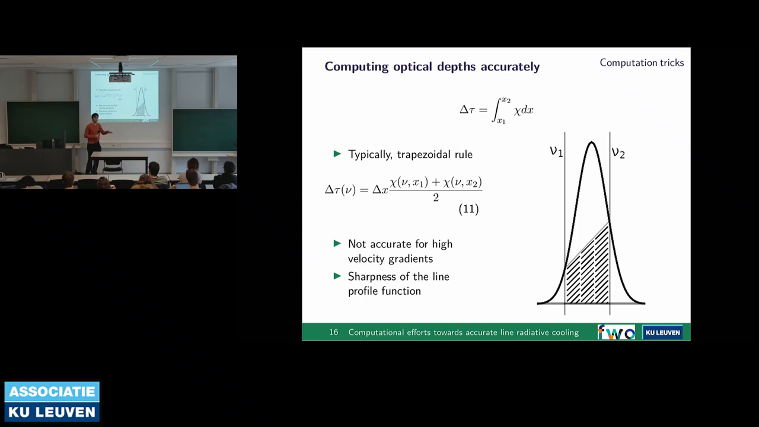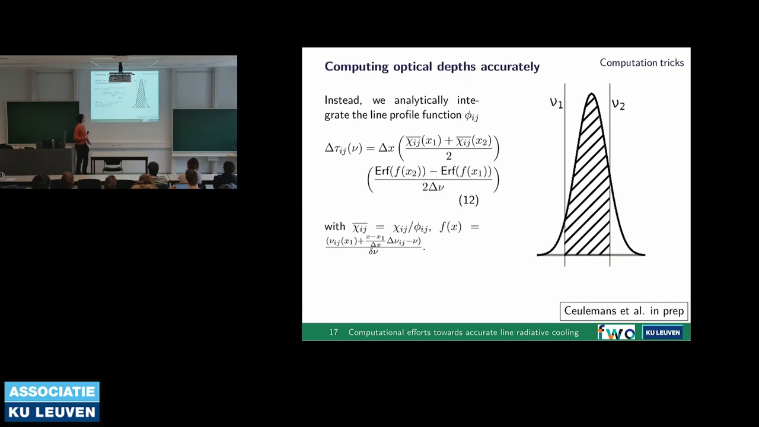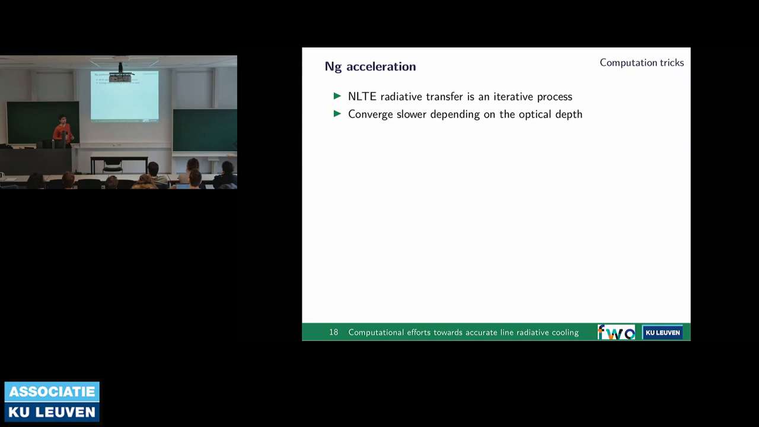So what do we do? Well, we just analytically integrate out this line profile function. We can do that, and then we get the following formula, something that looks very similar to the trapezoidal rule, but we have just deleted the line profile function in this opacity, and then just the analytical integral of the line profile. That works.